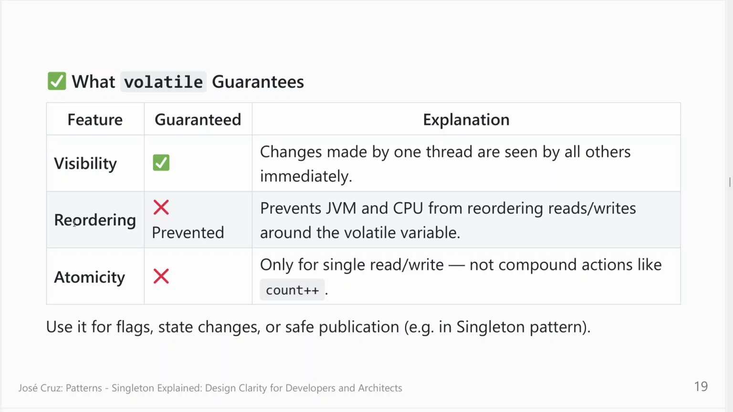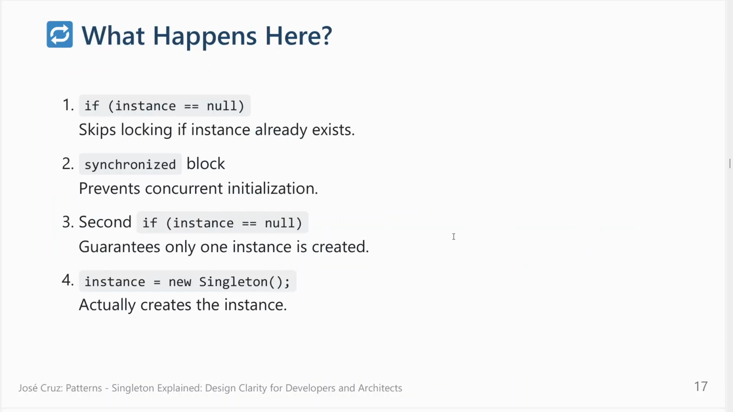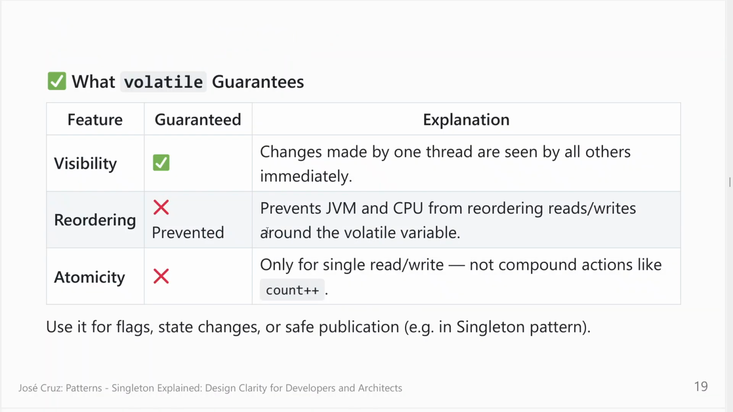Second, the reordering of the rows that are generated: volatile prevents the Java virtual machine and CPU from reordering reads and writes around the volatile variable. So all the threads will use the same sequence, meaning that it's reliable, along with the synchronized and everything that you have in your code. For instance, when you test here if the instance equals null, all the threads are using the same sequence of statements that are generated.